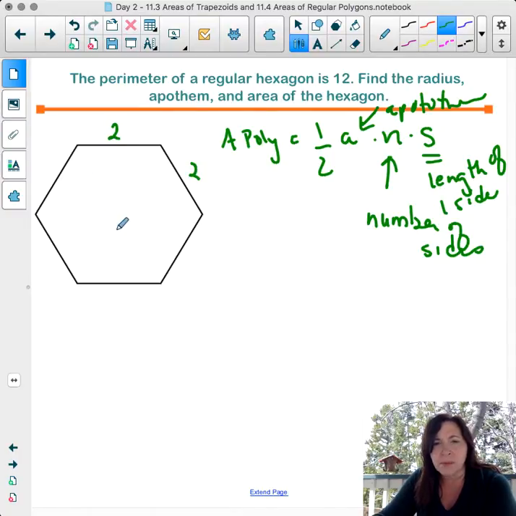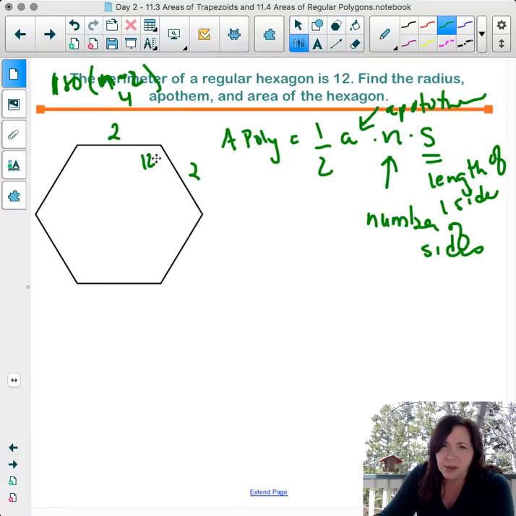We know that the sum of the angles of any polygon is, if you remember the formula, 180 times n minus 2. This being 6-sided, you'd go 6 minus 2, which is 4. 4 times 180 is 720. If I cut 720 into 6 parts, each of these angles is 120 degrees.